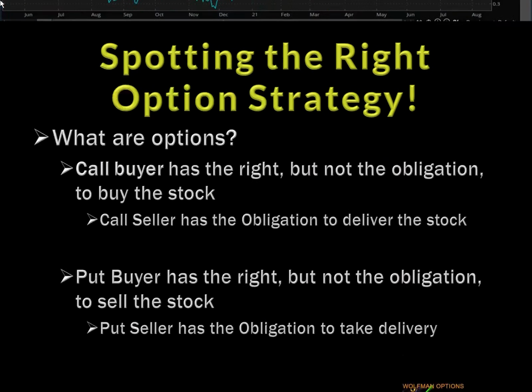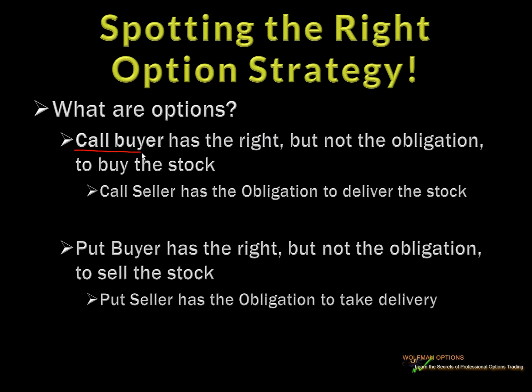Well, with options, folks, we need to talk about this. The call buyer has the right but not the obligation to buy the stock. So if you have the right but not the obligation to buy the stock, you are bullish. You expect this underlying to go higher. A put buyer has the right but not the obligation to sell the stock. So if you buy a put, that is the area you would be willing to sell it, all right? So if we're looking at a bullish move, long calls help us on a bullish move. Long puts help us on a bearish move.